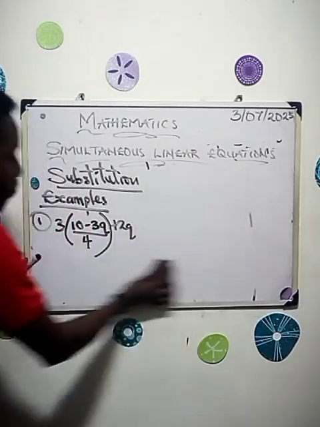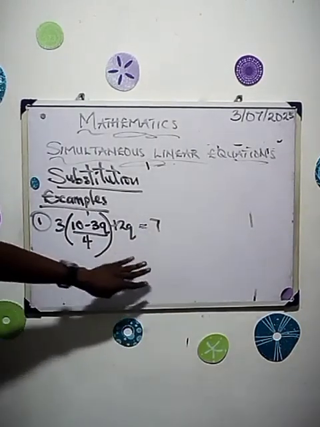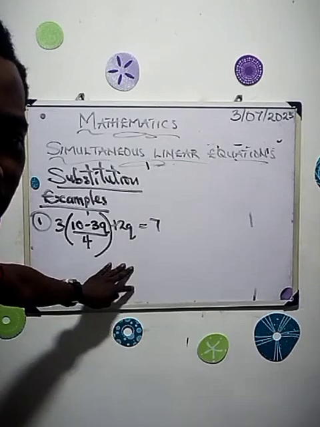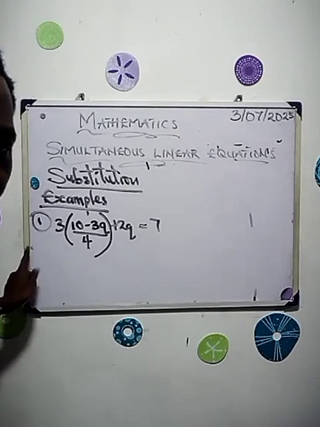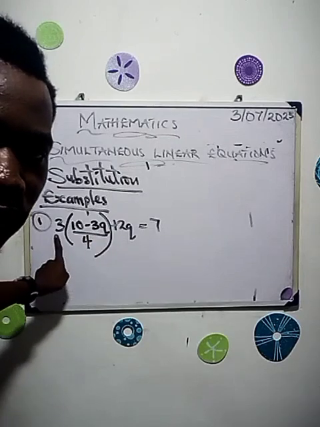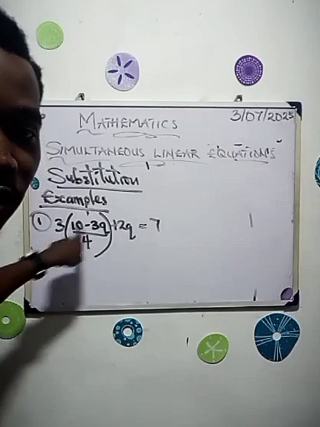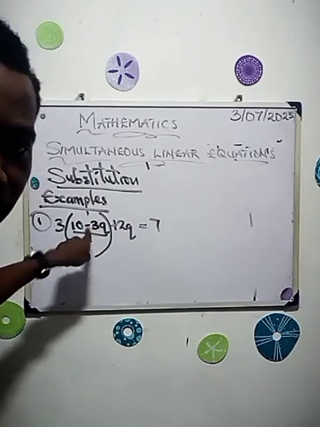Equals 7. So this is where we are now. Now what's the next thing? I have to open up my bracket, right? I'm going to be using this 3 to multiply everything I have in the bracket.